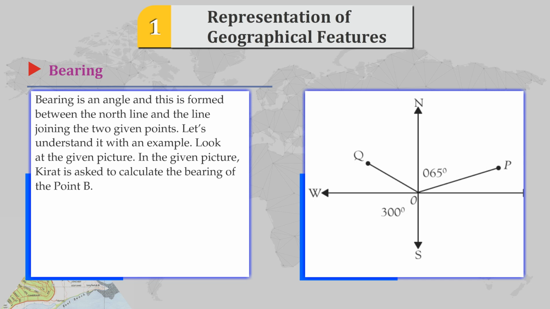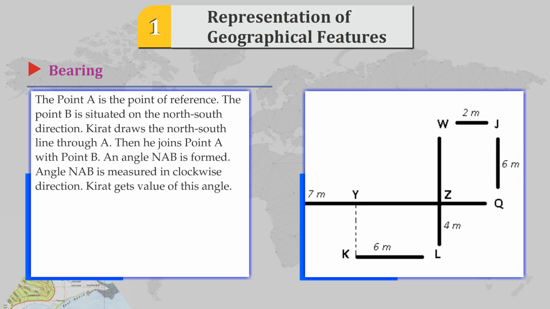Let's understand it with an example. Look at the given picture. In the given picture, Kirat is asked to calculate the bearing of the point B. The point A is the point of reference. The point B is situated on the north-south direction. Kirat draws the north-south line towards A.